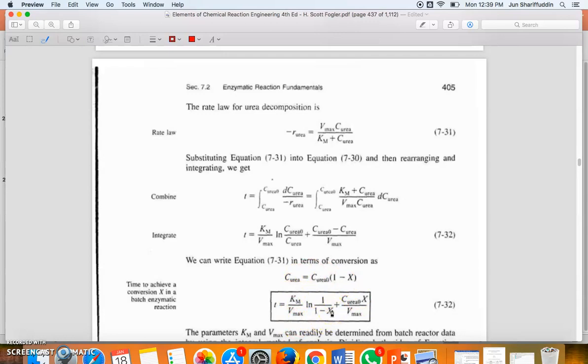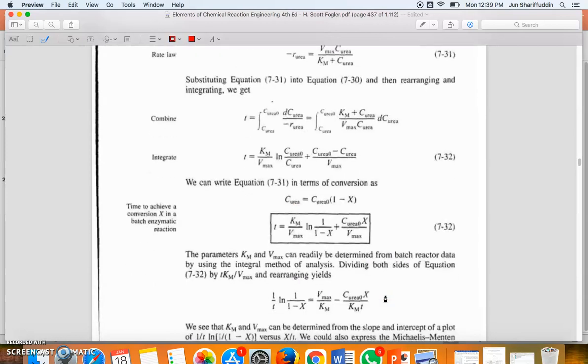Or if x is not given, you can determine x from this equation, Ca equals Ca naught times 1 minus x. So this is your fundamental knowledge.